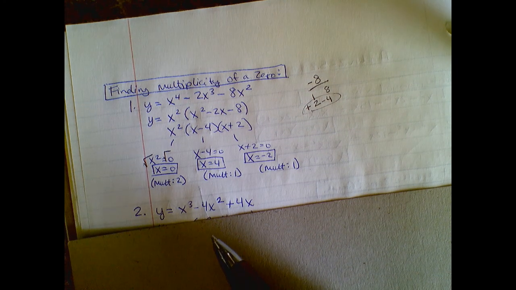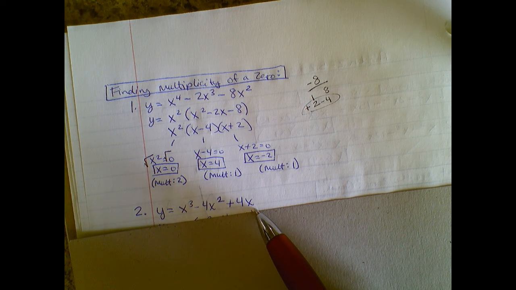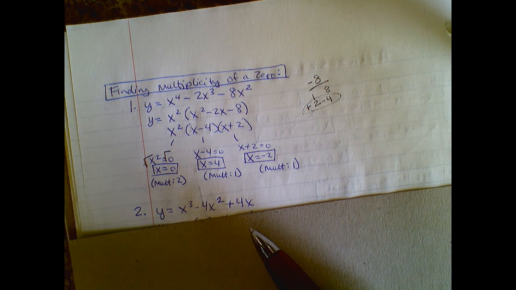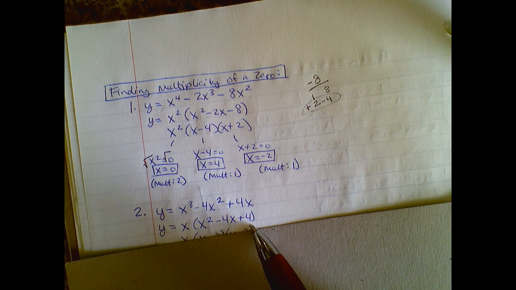Alright, so if we take a look at this one, we have x cubed minus 4x squared plus 4x. Each of them has an x in common. There's no number that they have in common, so we can just factor out an x. Then we have x squared minus 4x plus 4 left over.